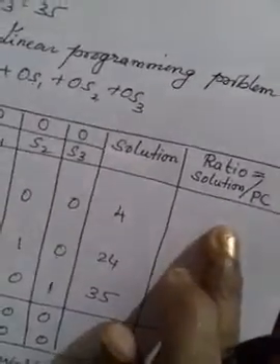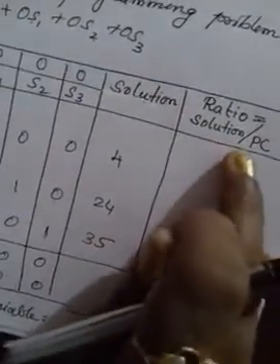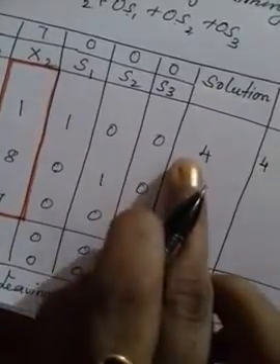Now we have to find out your ratio. The ratio is solution by the pivot column. This column we marked, no? This column is called the pivot column. Okay. Your solution by pivot column. So what is your solution? For this particular row, 4 is the solution and 1 is the pivot column value. So 4 by 1, we will get 4.